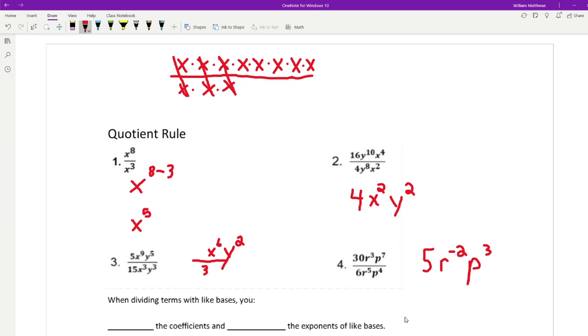Now to follow the order that you've learned so far, we want to switch these around. So it's actually 5p cubed r to the negative 2. Now, for what we have learned so far in our lessons, this will be our final answer. But in a later lesson in this unit, you'll see how we can simplify this even further so we're not dealing with a negative exponent value.